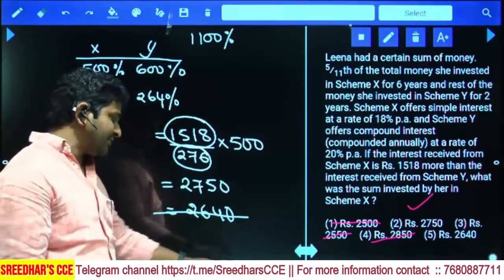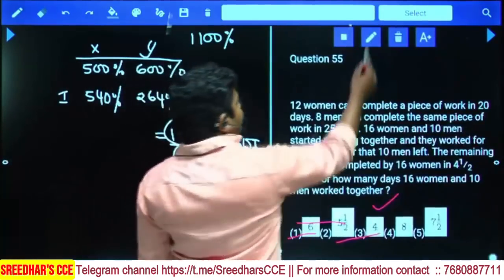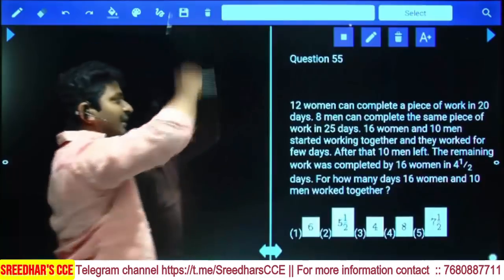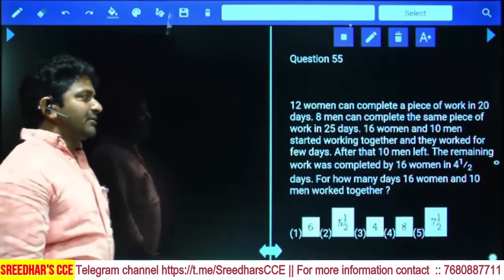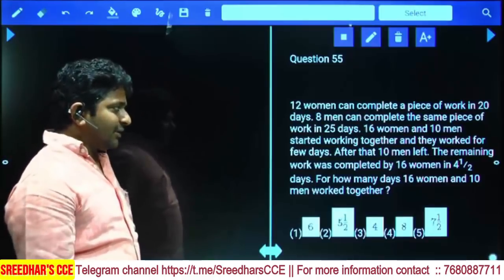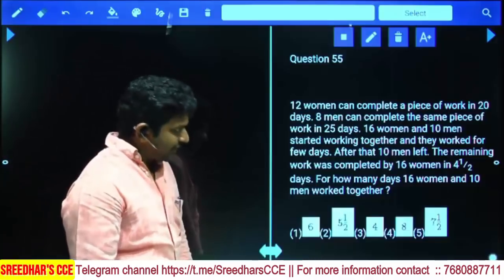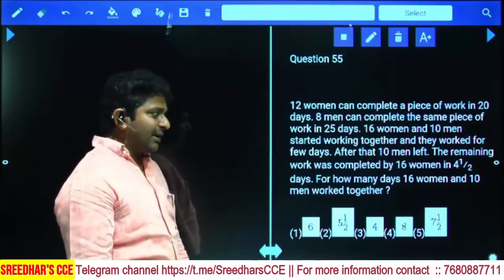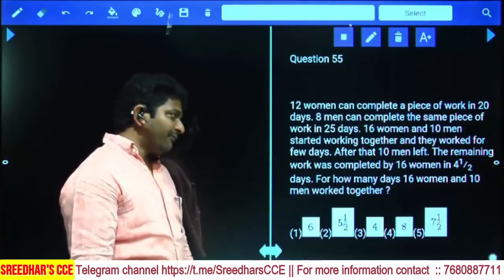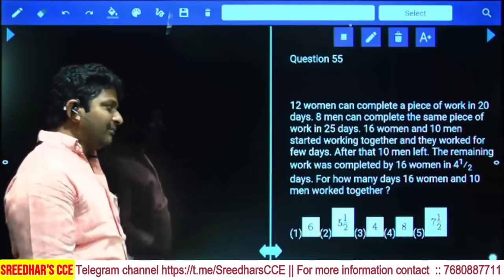Answer is 2750. Next, 12 women can complete a piece of work in 20 days. 8 men can complete the same piece of work in 25 days. 16 women and 10 men started working together and they worked for few days. After that, 10 men left. The remaining work was completed by 16 women in 4.5 days. For how many days 16 women and 10 men worked together?